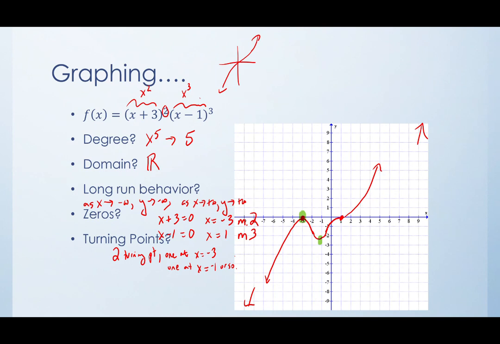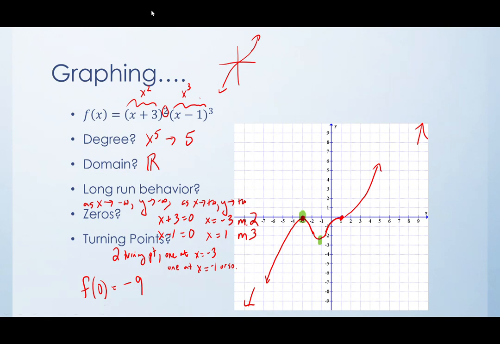All right, and we know that this is not to scale because f of 0 on this one is going to be negative 9 if we plug that in. So the vertical scale is not correct on this thing. But we do have a good idea of what the graph looks like.